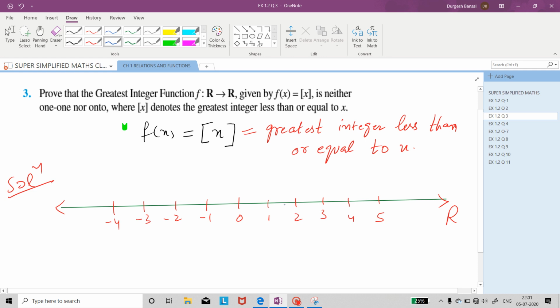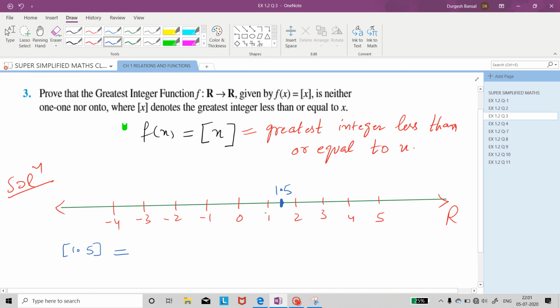the real line, say I take the number 1.5, and I ask you what is the greatest integer function of 1.5. You will see what is the greatest integer out of all the integers which are less than 1.5. This is the meaning of greatest integer function of 1.5: out of all the integers which come before 1.5.